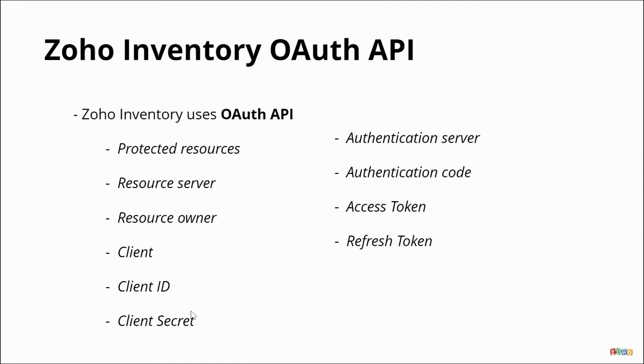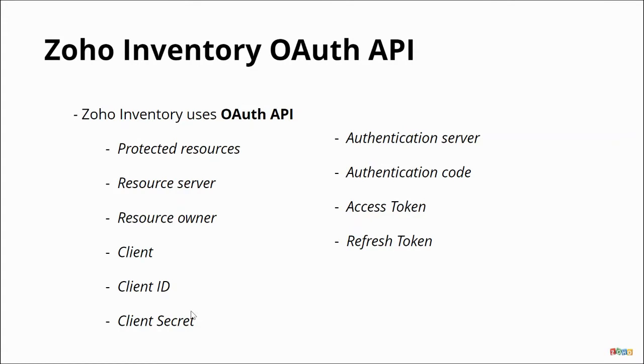Within Zoho Inventory, we have protected resources. It means the list of modules or forms that are available within Zoho Inventory, like customers, sales orders, payments received, vendor transactions, and all that. We call them protected resources. We also have a resource server within which all the protected resources reside. Here the resource owner would be the Zoho Inventory account owner, and the client would be Zoho Creator.